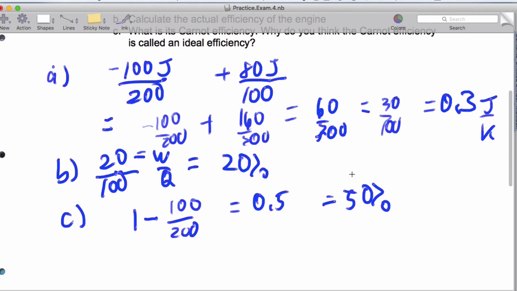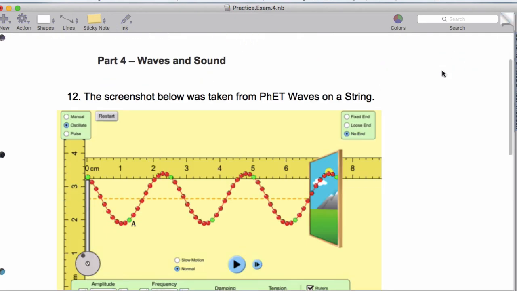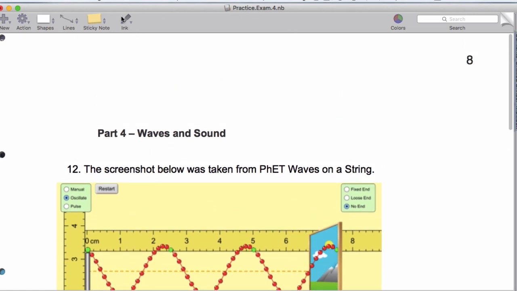All right. So this is the third problem that we're working on. And so I think that actually wraps up our thermodynamics portion of the test.